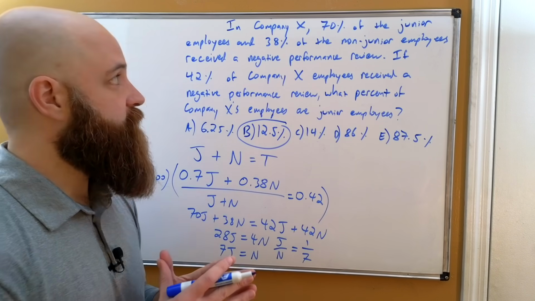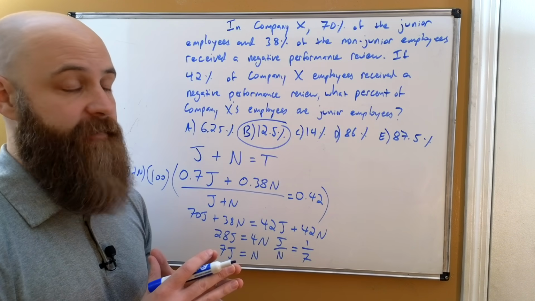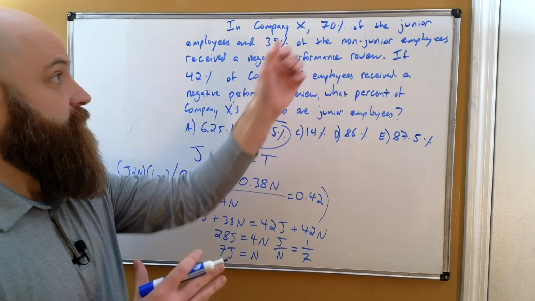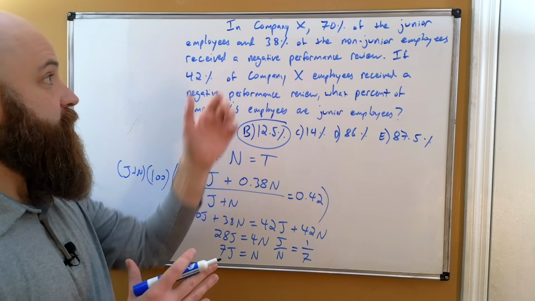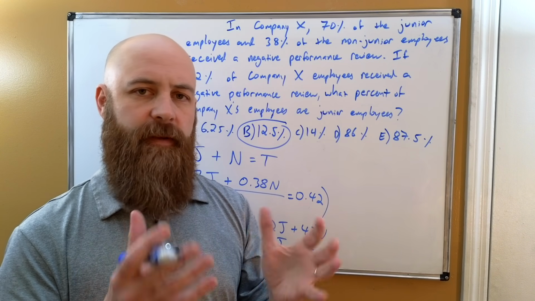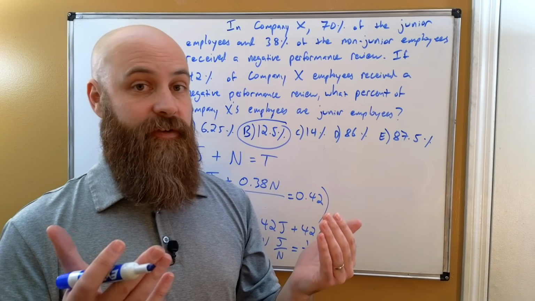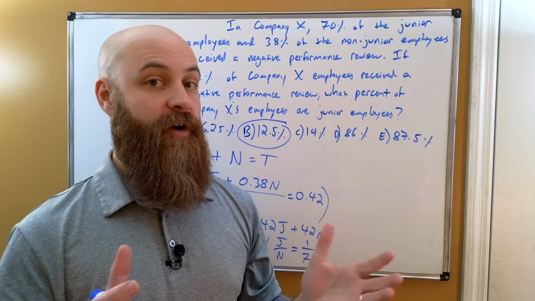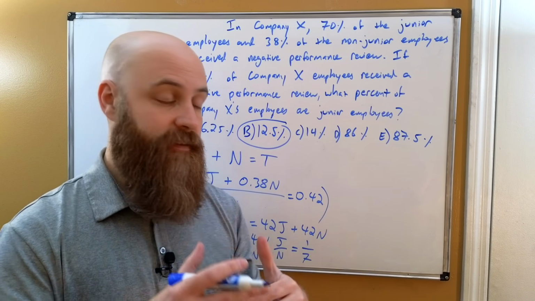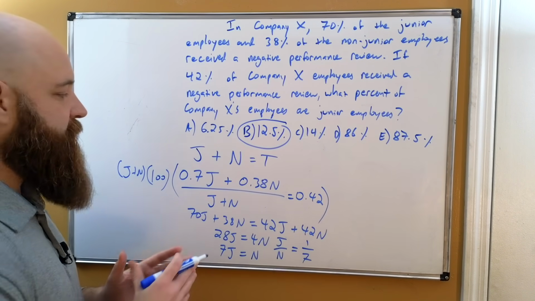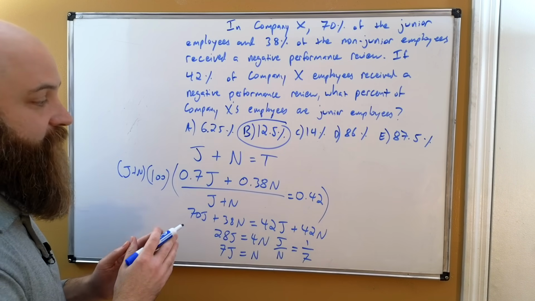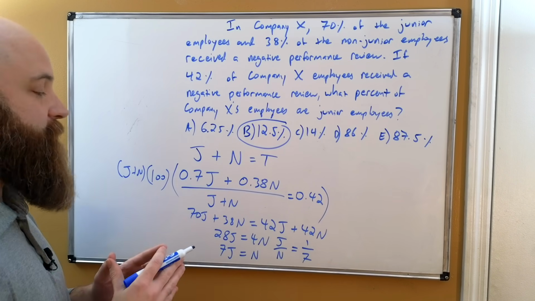Well, I think the key here is to realize I'm dealing with a weighted average. More specifically, a weighted average of 70s and 38s, right? 70% is related to the number of J's, 38% the number of N's, the number of non-juniors. And just to take a step back, what do I mean by weighted average? Well, the average of 70 and 38 would just be 70 plus 38 over 2. In this situation, I've got a certain number of J's, a certain number of N's, and I'm averaging those, right? And you can see that in this equation. I've got J times 70% and N times 38%, and I'm dividing that by the total number of J's plus N's.